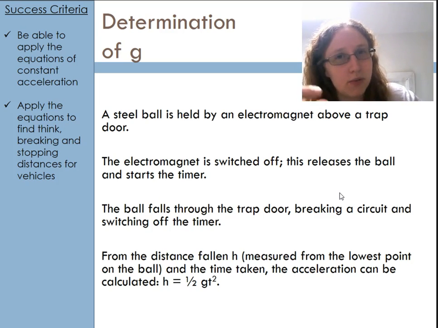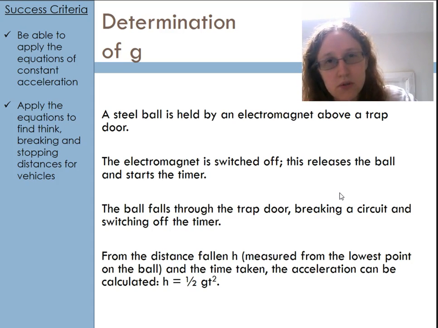The steel ball then falls until it hits the trapdoor. Once it goes through the trapdoor, that stops the timer, and you have therefore recorded the time it's taken for the ball to go from 0 till it is passing through that trapdoor. That gives you a distance of h, the distance fallen, and you know that it started with an initial velocity of 0. So u equals 0, s is equal to the distance fallen, or h as it says down here.